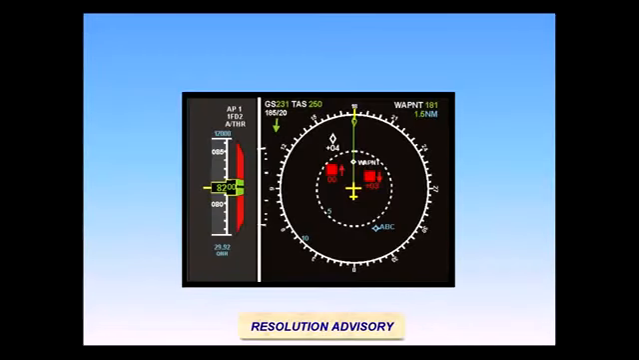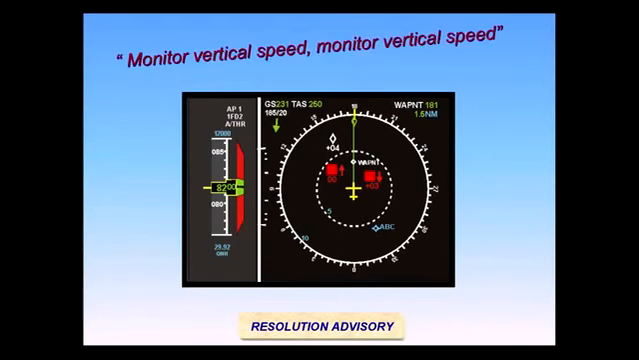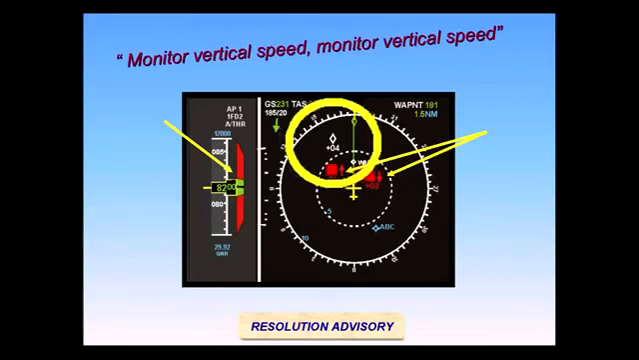This is another example of a resolution advisory message. In this case, there are 2 conflicting targets with red threat areas both above and below your altitude. A non-threat target is displayed at 11 o'clock, 7 miles, as a hollow diamond.